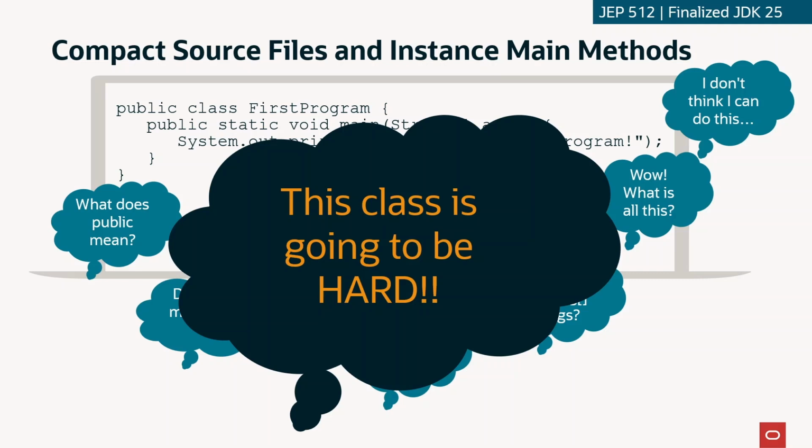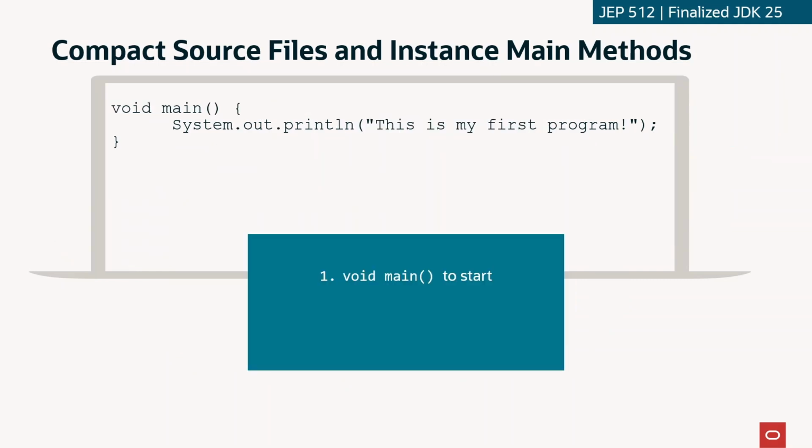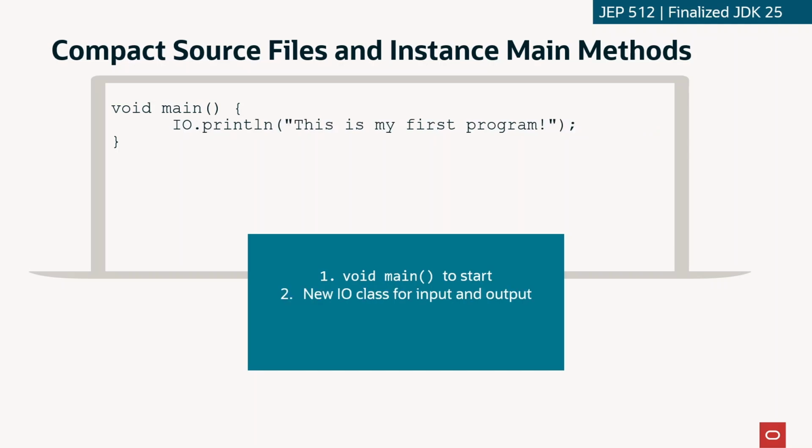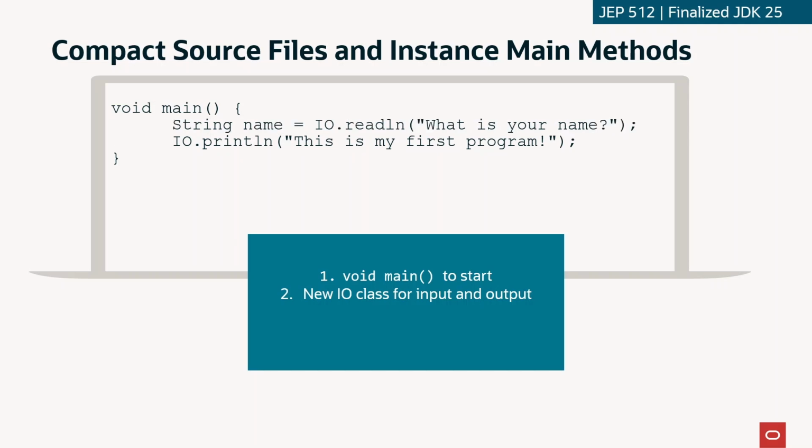So what JEP 512 did is it provided us with an easier way to introduce Java to new students. So instead of public class and the class name and public static void main string args, you can actually start students off with simply void main. In addition, there is a new IO class for input and output. So a simple io.println will print this statement to the screen. To do input, you no longer need to use a scanner for input. You can do io.readln. This will prompt the user for their name and allow them to enter it.